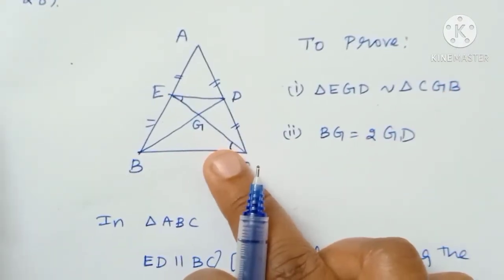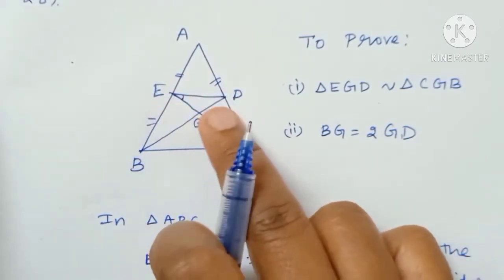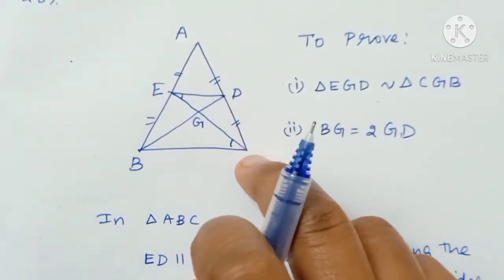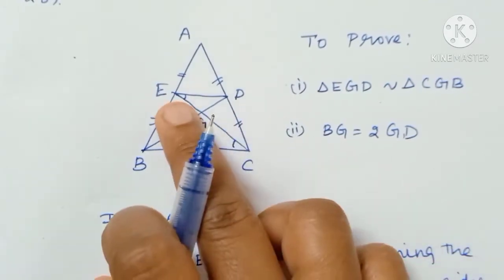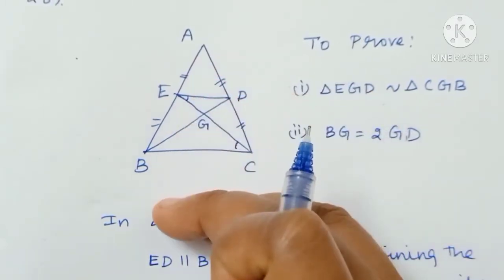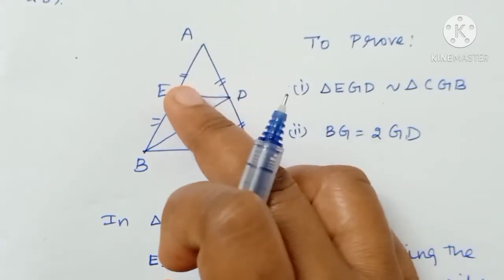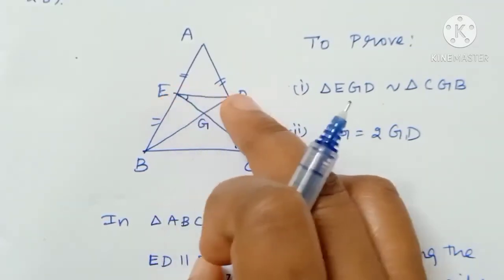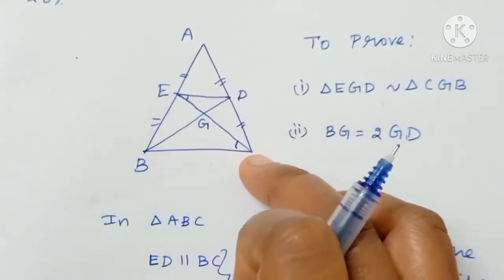This is our given figure. Since it is a median, E is the midpoint of AB and D is the midpoint of AC. In lower class you learned one theorem: in a triangle, the line joining the midpoints of two sides of the triangle is parallel to the third side. Third side means the side not involved in this. So the line joining the midpoints of AB and AC is parallel to BC and half of it.